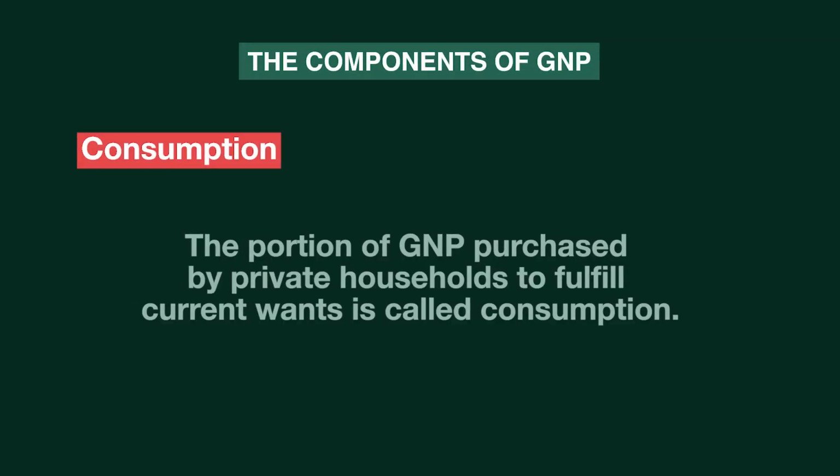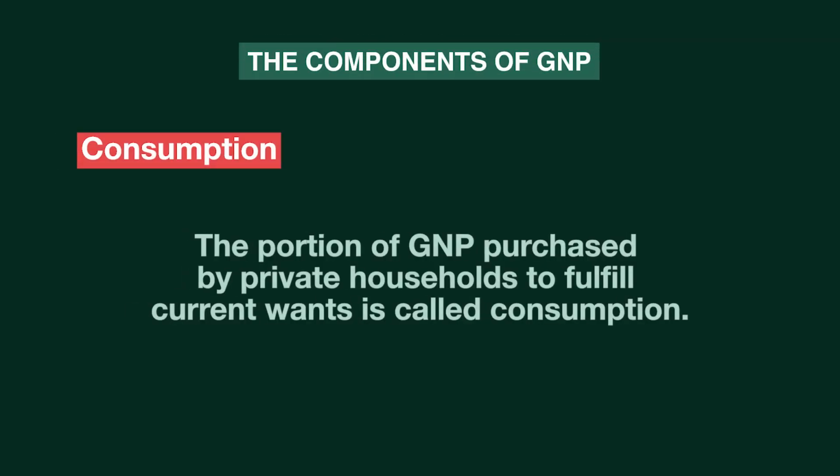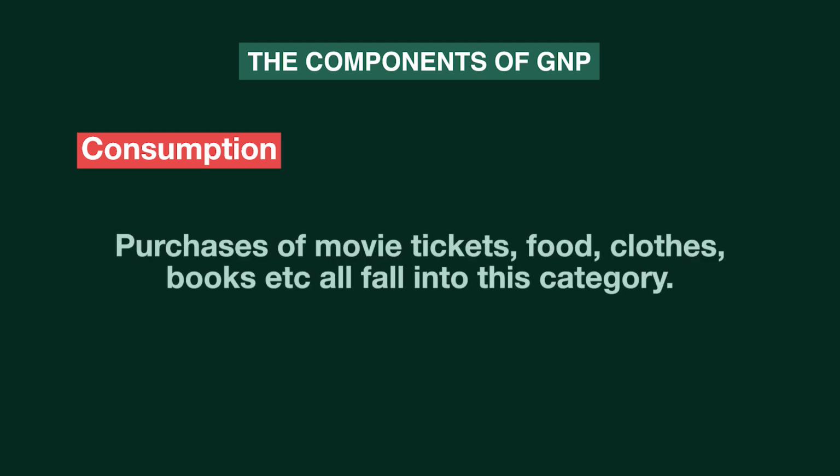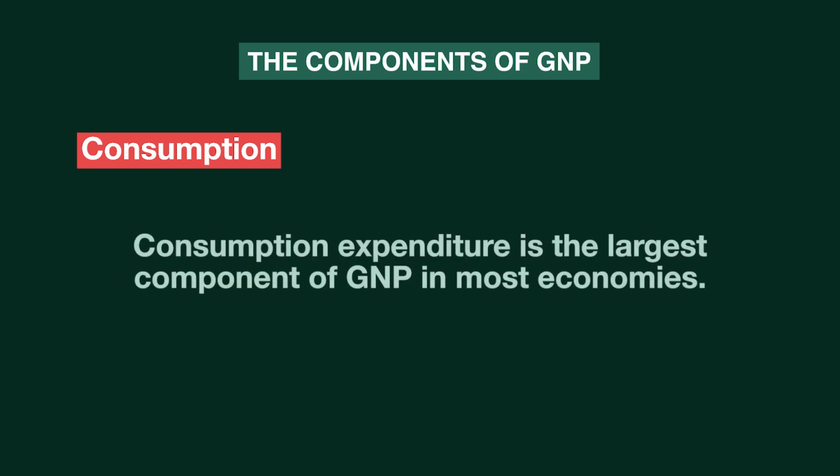We will look into the components of GNP once again in a broader way. The first one is consumption. What is consumption? Consumption is the expenditure made by private individuals in order to fulfill their requirements. The simple expenditures that we make, like watching movies, food, clothing, the entertainment that we enjoy. Consumption is one of the important components of national income.